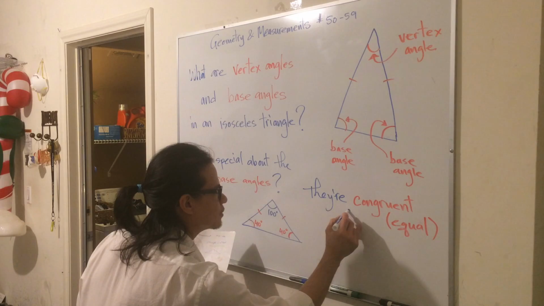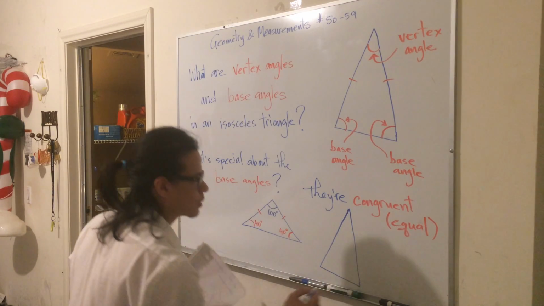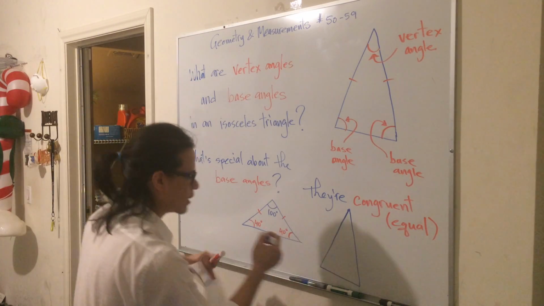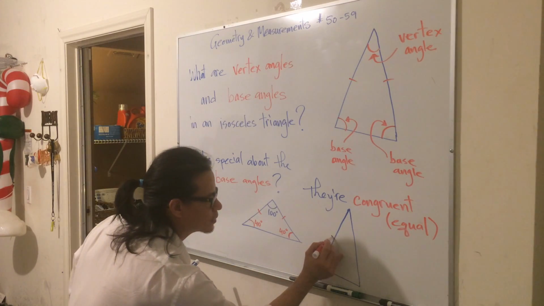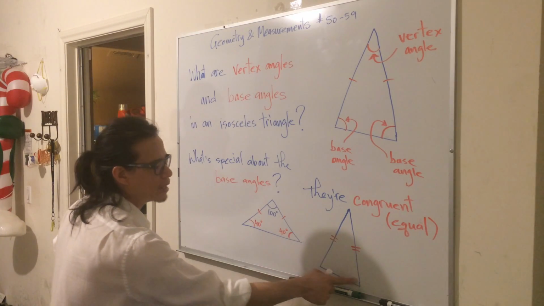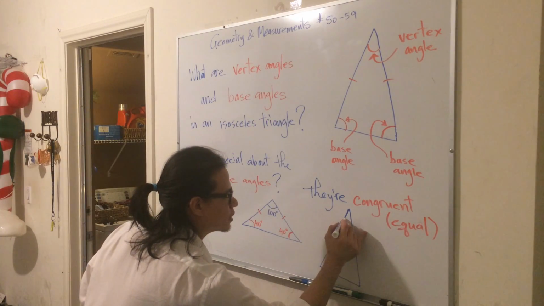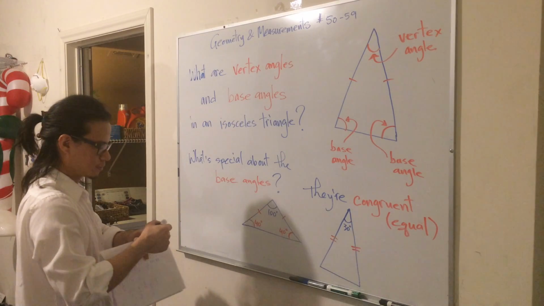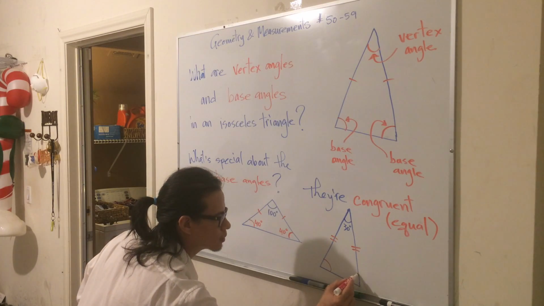Okay, so let's look at another one here. Here's another isosceles triangle. Okay, let's tell you that, since this is isosceles, this side is the same as this side. So you have your vertex angle and then your two base angles, right? Just like that. Let's say this is 30 degrees. What would be the measure of your two base angles here?